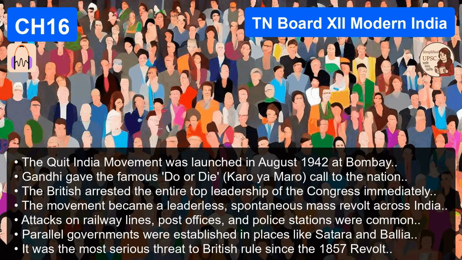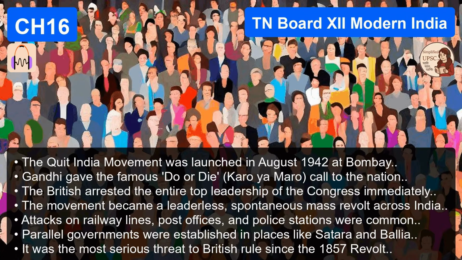With the top leaders gone, the younger generation and local leaders took over. People like Aruna Asaf Ali, who hoisted the tricolor flag at Gowalia Tank. Usha Mehta, who ran a secret underground radio station to keep morale up. Jayaprakash Narayan, who escaped from prison to organize guerrilla warfare. And this time, it was not strictly nonviolent. Not at all. People attacked police stations, post offices, they blew up railway tracks and cut telegraph lines to disrupt communication. And in several places, parallel governments were established.